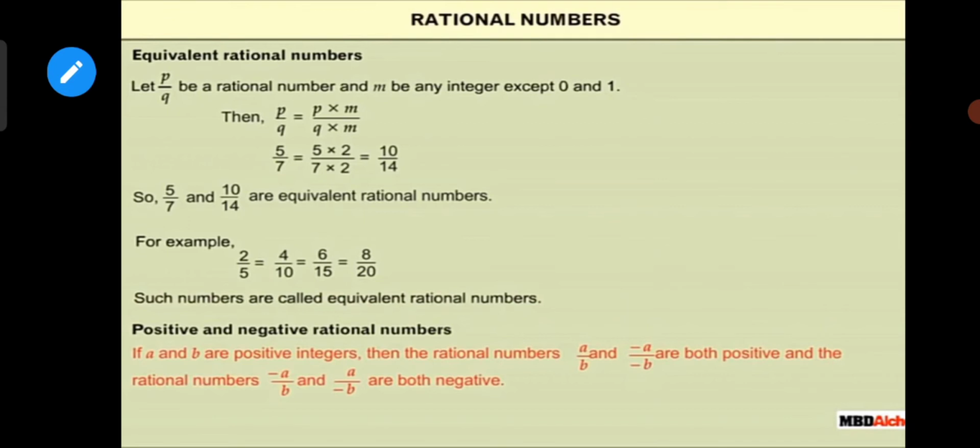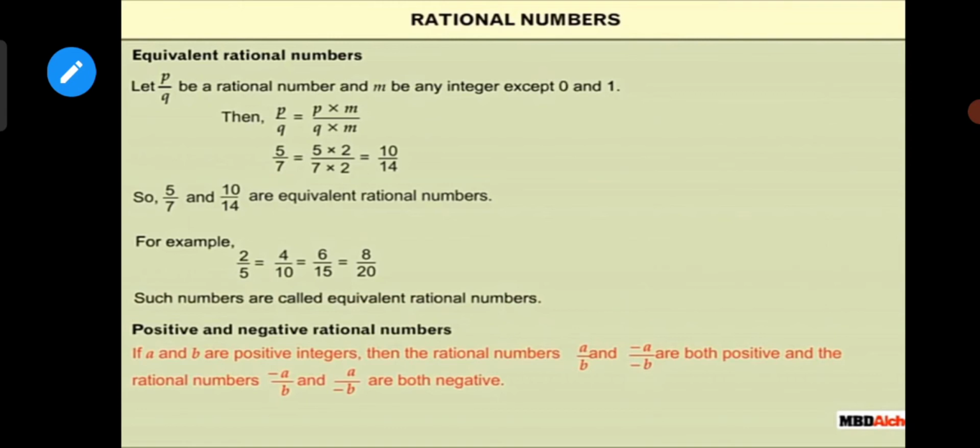Now, equivalent rational numbers. What is an equivalent rational number? Two rational numbers which have the same value are known as equivalent rational numbers. So let p by q be a rational number and m be any integer other than 0 and 1. Then if we multiply p upon q by m in the numerator and the denominator, we will get an equivalent rational number of that p by q. For example, you can see here 5 by 7. If we multiply 5 by 7 by 2, we get 10 upon 14. So 5 by 7 and 10 upon 14 are both equivalent rational numbers.